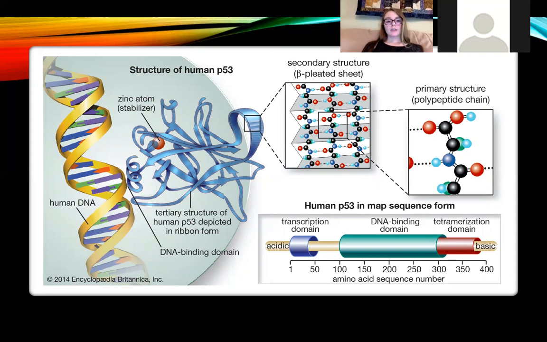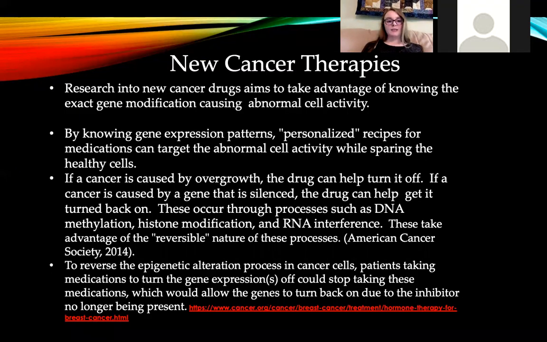All right. New cancer therapies. Research into new cancer drugs aims to take advantage of knowing the exact gene modification causing abnormal cell activity. By knowing gene expression patterns, personalized recipes for medication can target the abnormal cell activity while sparing the healthy cells. If a cancer is caused by overgrowth, the drug can help turn it off. If a cancer is caused by a gene that is silenced, the drug can help get it turned back on.